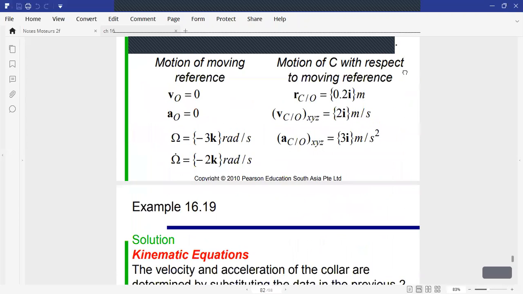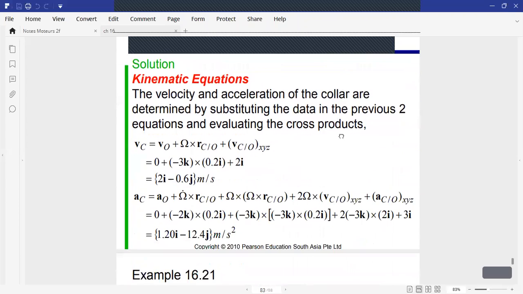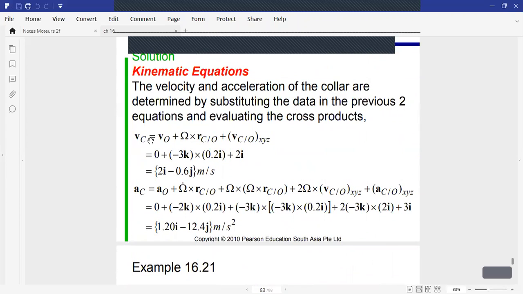Now if I replace in my equations, I can find the velocity of C. So VC is 0 plus omega vectorial OC, which is minus 3k vectorial 0.2 small i, plus 2 small i, which is the relative velocity. If I do the expansion, k vectorial i gives me plus j, and already I have the minus, so it's minus 0.6j plus 2i. If you want, at the end, to express your vector in terms of big I, big J, all you have to do is project small i, small j on big I, big J.